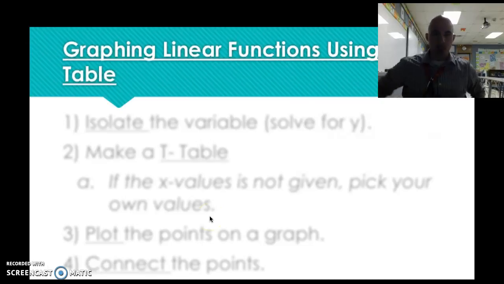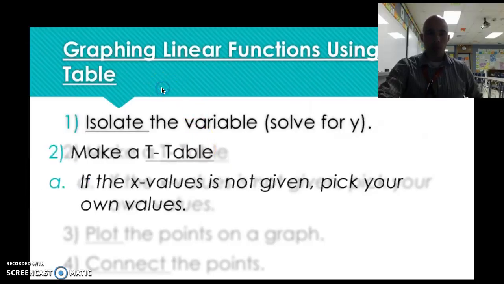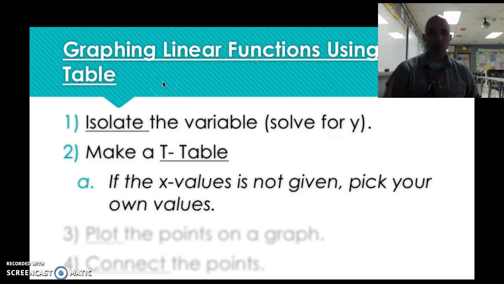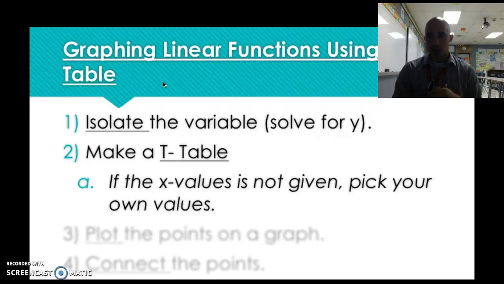There are 4 steps. Number 1, make sure you isolate the variable and solve for y. Number 2, make sure you make a table. If the x values are not given, you can pick any single x value. Again, the easiest x values you want are -1, 0, and 1. Sometimes I add in the -2 and 2.